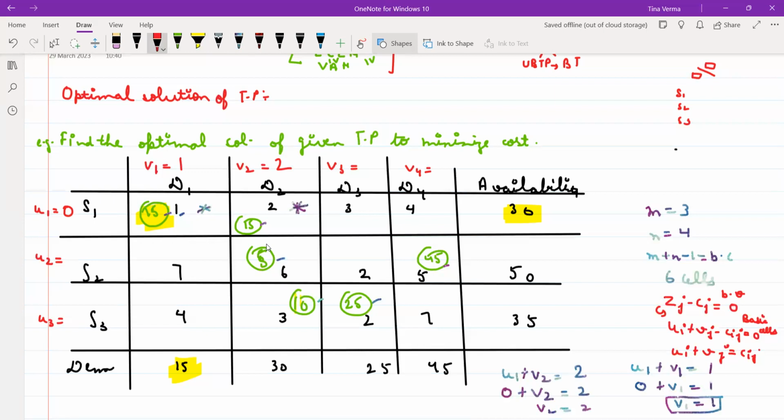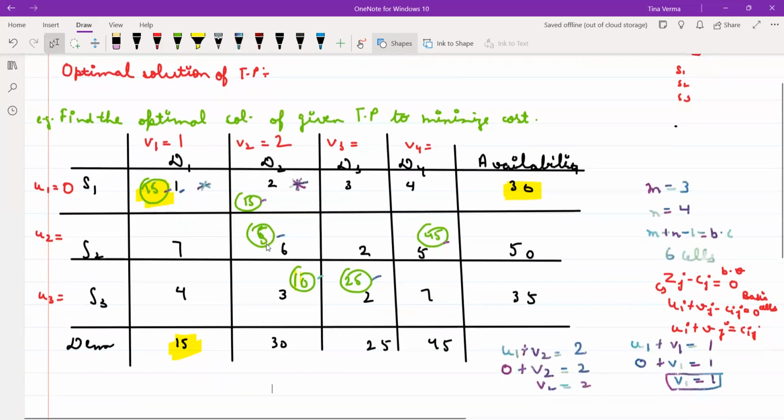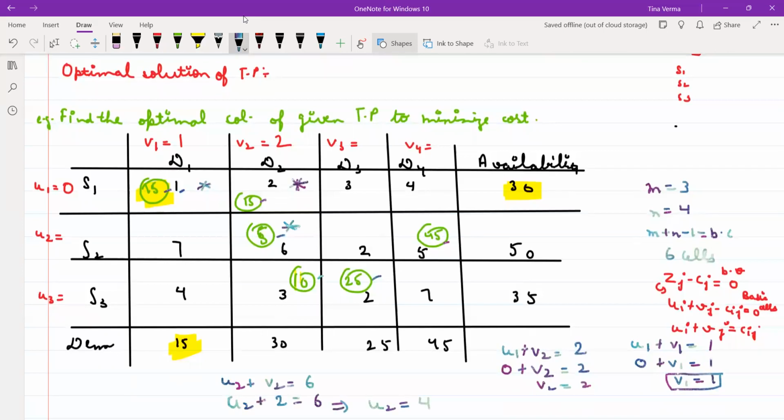Is it clear? The next basic cell is this one. For this cell you have U2 plus V2 equal to 6. U2 is unknown, you know the value of V2, that is 2, so U2 will be 6 minus 2, which is 4. When you calculate, don't panic if your Ui and Vj come out negative, because Ui and Vj are unrestricted in sign. So you can have negative values of Ui and Vj as well. So your U2 is equal to 4.